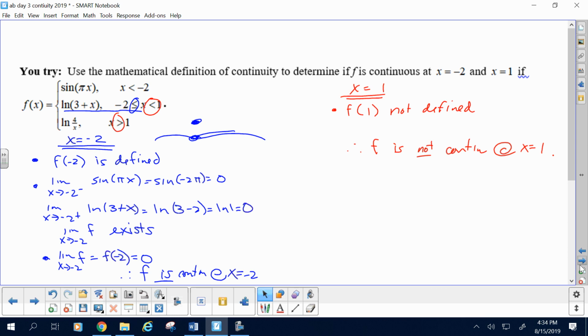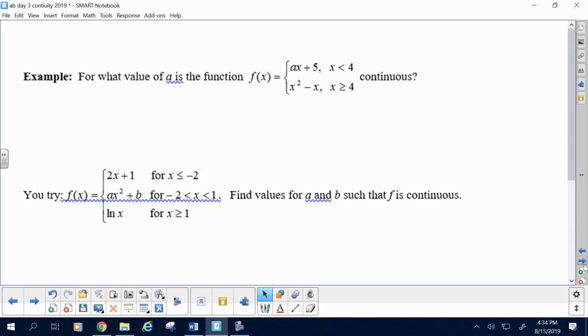You'll practice that on tonight's homework. Let's go to the next idea. This is a pretty common problem also. It is a make it continuous problem.